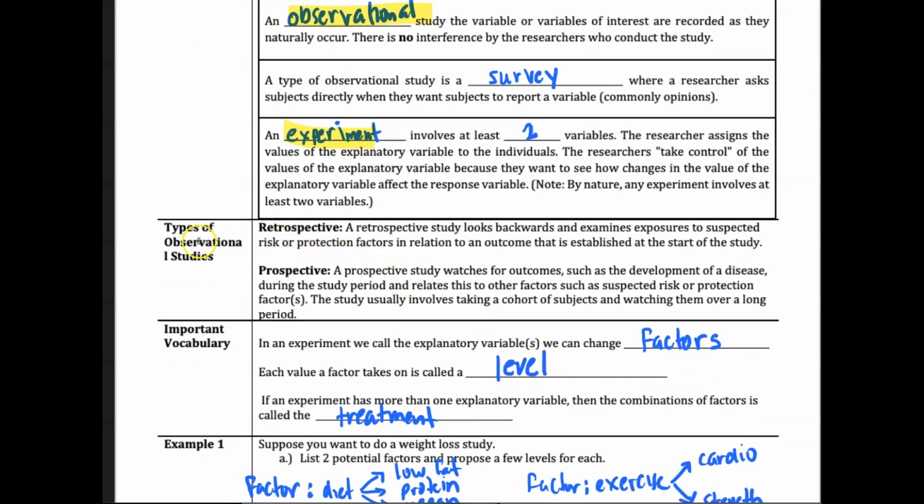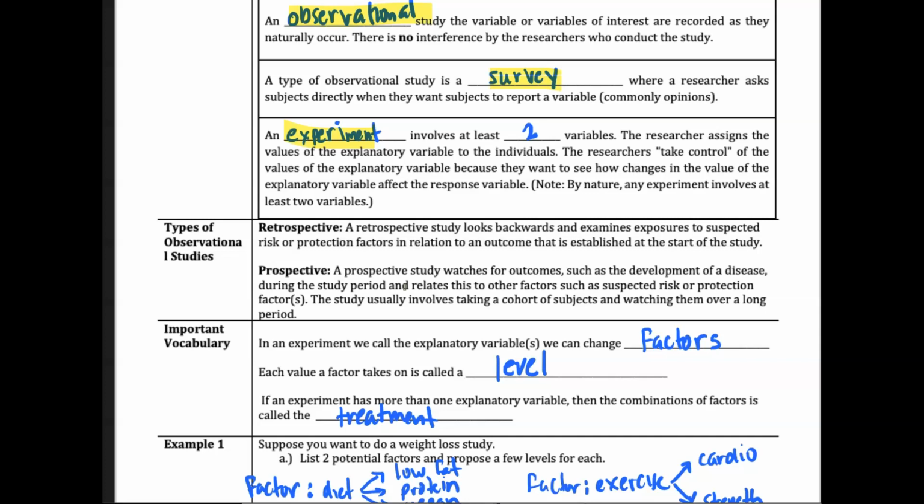And so first, considering observational studies, one is called a survey, right, which we look at here. Others are retrospective, right? When you look backwards and examine things like from the past, right? And you can kind of see a more formal definition here. Versus a prospective study, right? Watches outcomes such as the development of a disease during the study period, right? So you're looking at things, collecting data as it's going. So starting from now until the end.